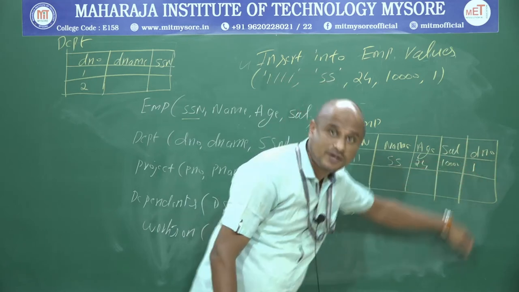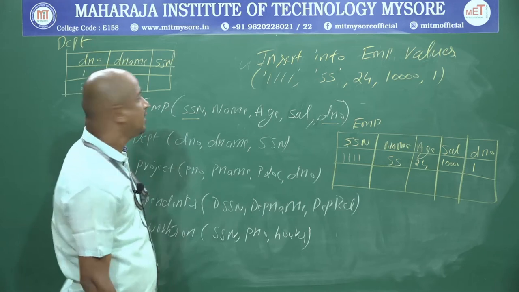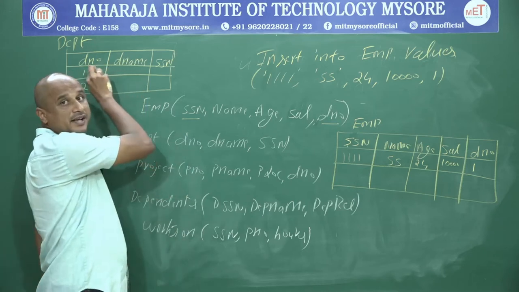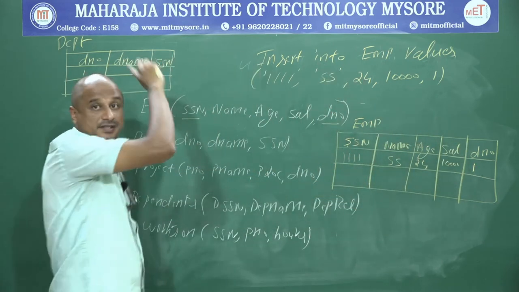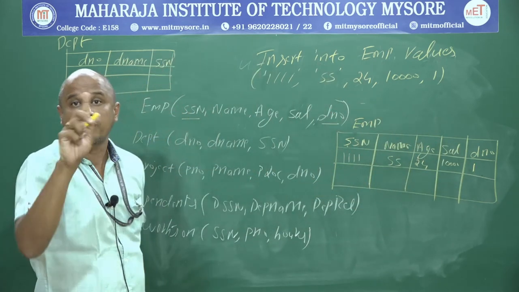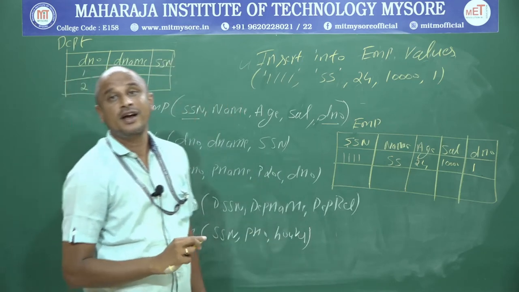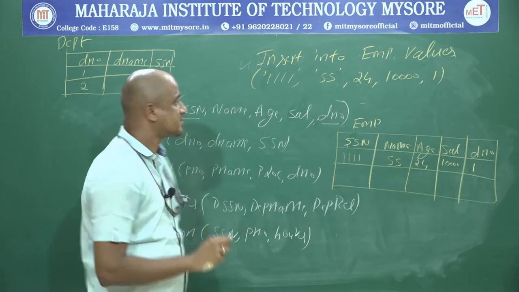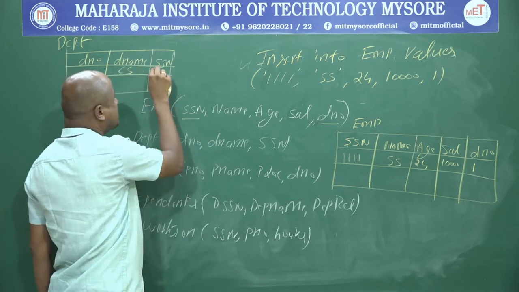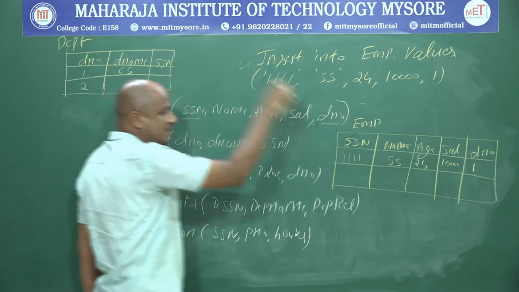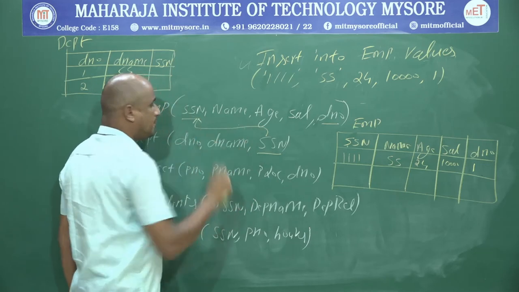This department number 1 refers to the department table, right? This one must exist. When I go for insertion, this department must exist in the department table. That is, you are following the referential integrity constraint. Like 1, it is there. Maybe CS, and this SSN that I am referring to must exist here, because it's again a foreign key that refers to the employee SSN.